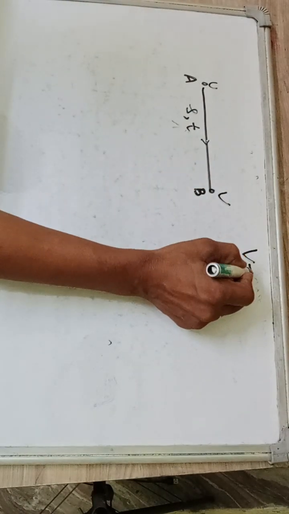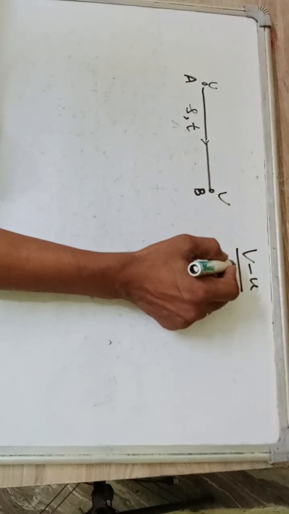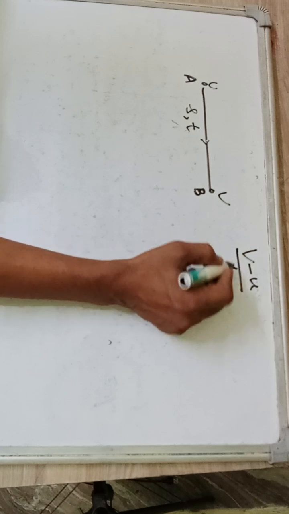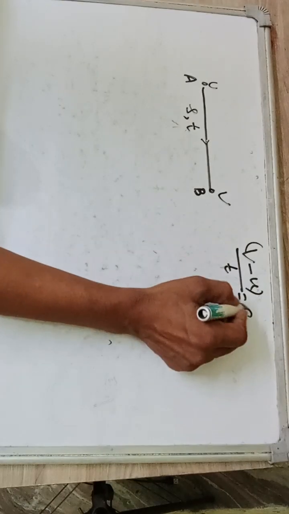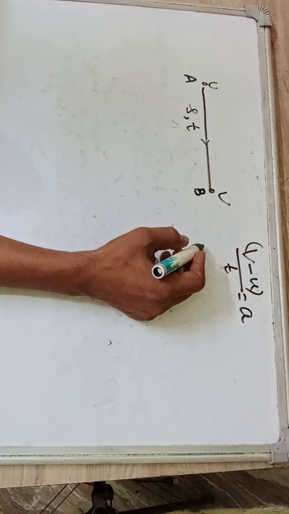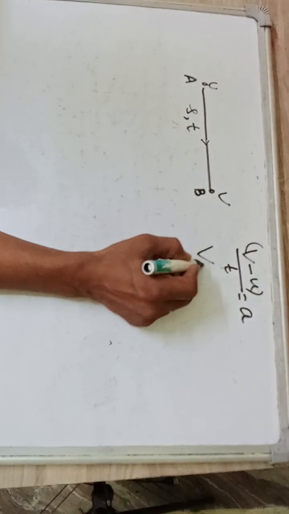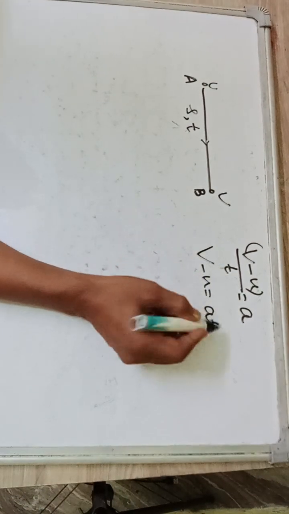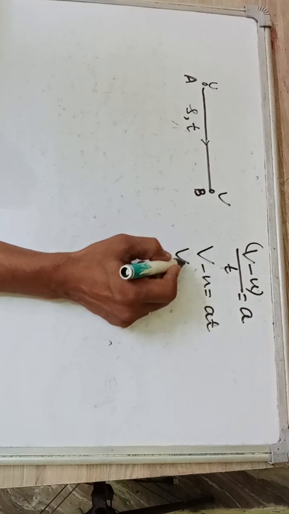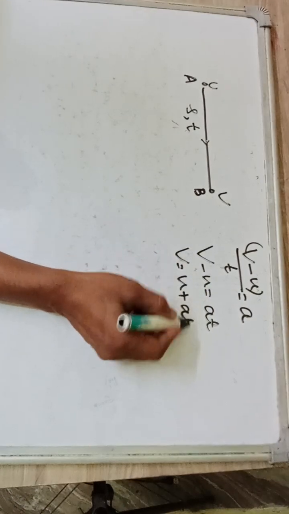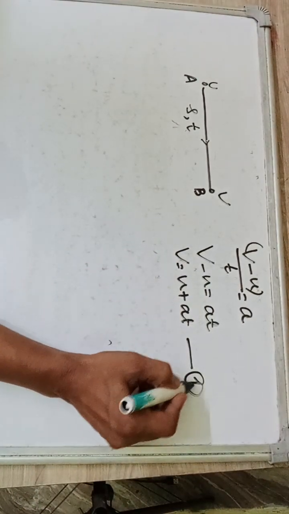Change in velocity is v minus u, and the rate of change in velocity, v minus u by t, is our acceleration a. Then cross multiplying, v minus u is equal to at, or v becomes u plus at. This is the first equation of kinematics.